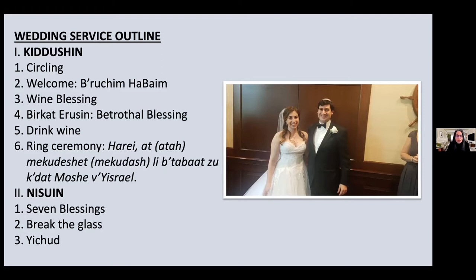When I do a wedding, which is an egalitarian wedding, I have the bride and the groom circle each other. So I have the bride circle the groom 3 times, the groom circling the bride 3 times, and then I have them do 1 circling together to show a mutuality. Then there's a wine blessing, because anytime there's anything considered a happy occasion, a simcha in Judaism, there's always wine and a blessing with it, Kiddush. Then you have the Birkat Erusin, which is the betrothal blessing.